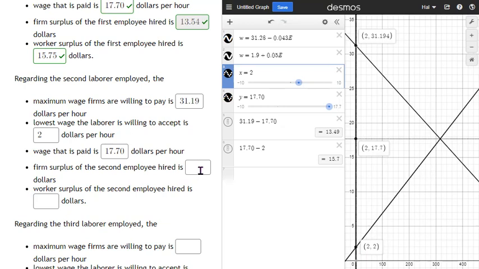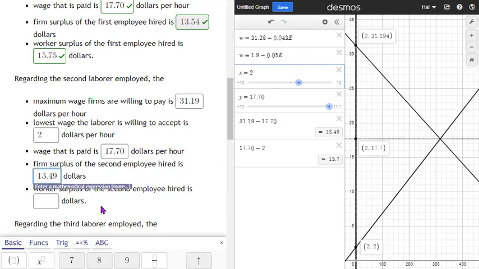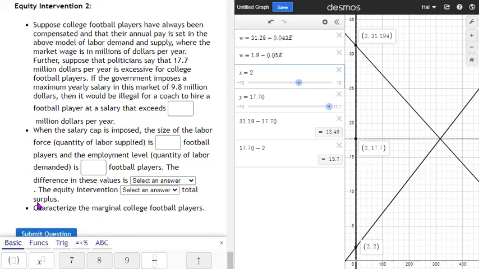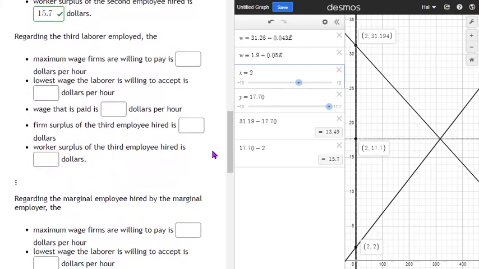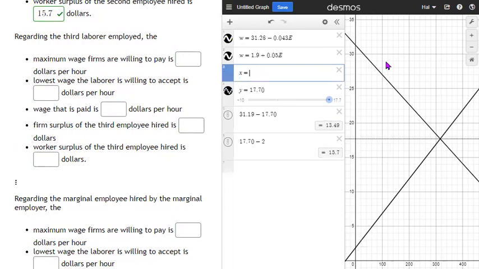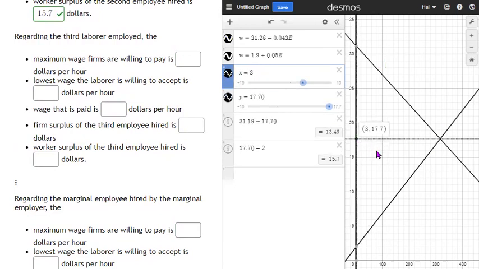The firm surplus of that second employee is 13.49. The worker surplus of that second employee is 15.7, right? And we can continue doing that for the third laborer. So for the third laborer, that third laborer is going to be paid 17.70.